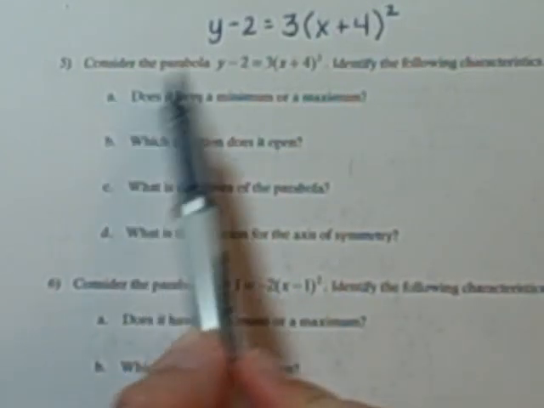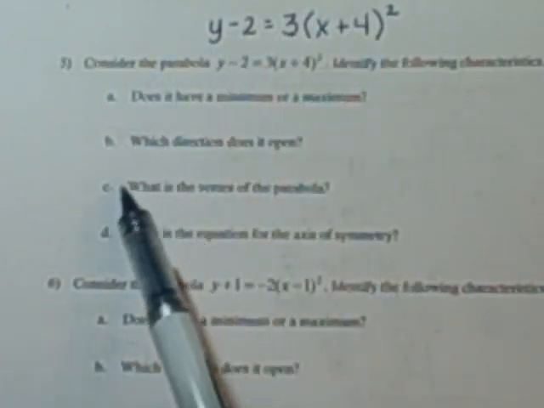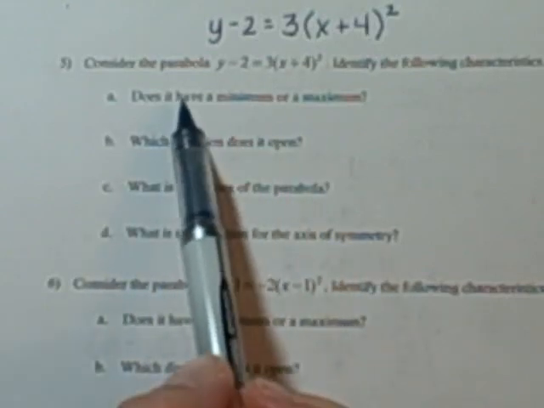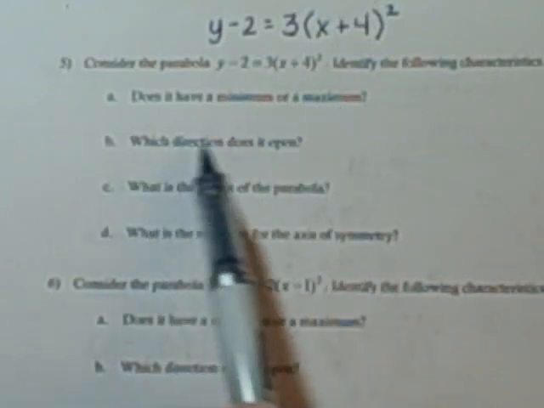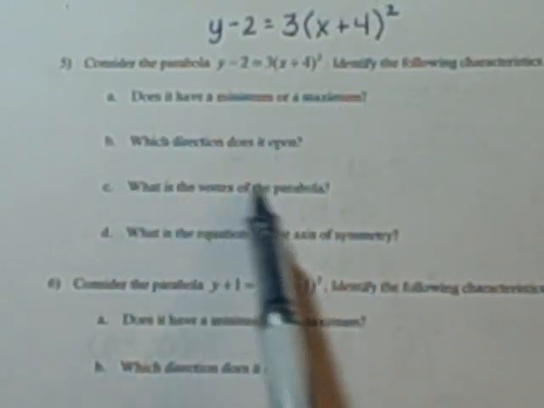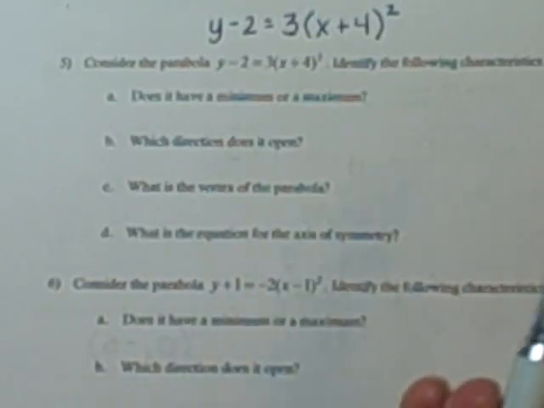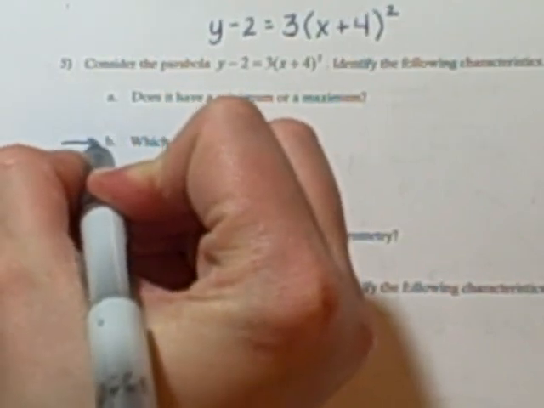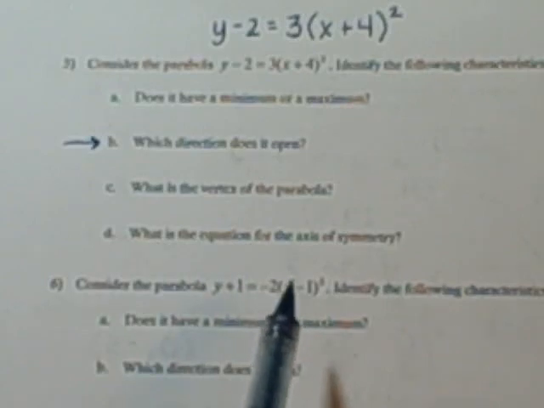The questions that I'm asked about this parabola, which, by the way, you could graph on a graphing calculator and use that to answer some of these questions as well, but you don't actually need to, is does it have a minimum or maximum? Which direction does it open? What is the vertex? And what is the equation for the axis of symmetry? And my advice to you is actually to answer letter B first, because once I answer letter B, I can find the answer to letter A.